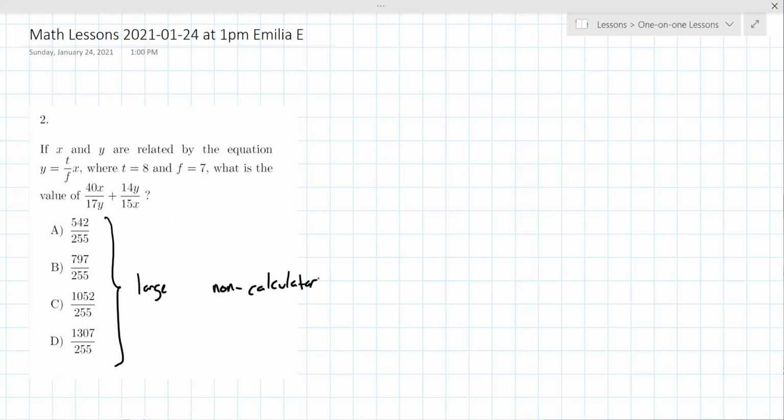Do you have any idea where you might start given this information? What might you do? Start with the common denominator. So you're trying to figure this out, okay? And this information is given. To make a common denominator, it's probably 255, okay? Let's hold off on doing that for a moment.